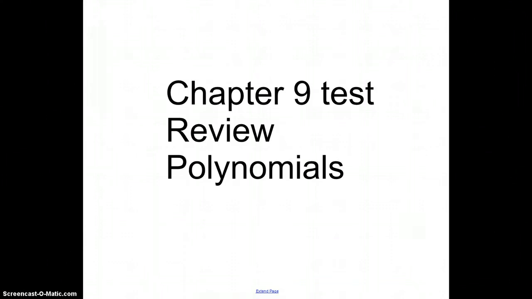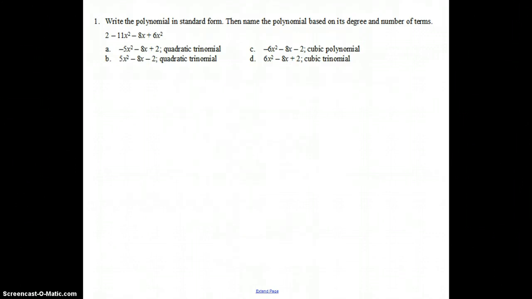In Algebra 1, as we get ready to do our review for Chapter 9, we focused a lot on polynomials. We talked about adding and subtracting them, multiplying them. We talked about greatest common factor. We talked about factoring. All of these things are going to be very important when it comes to the review. So let's take a look at some of our review problems.